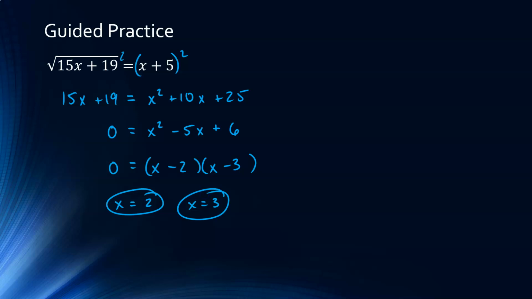So let's try 2. If I put 2 in there, 15 times 2 is 30. 30 plus 19 is 49. And the square root of 49, which is 7.